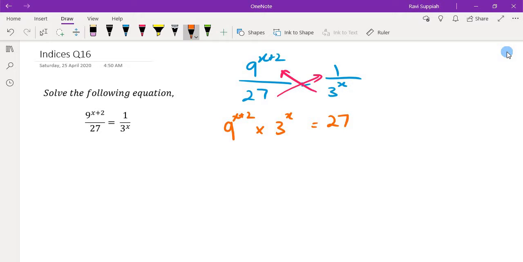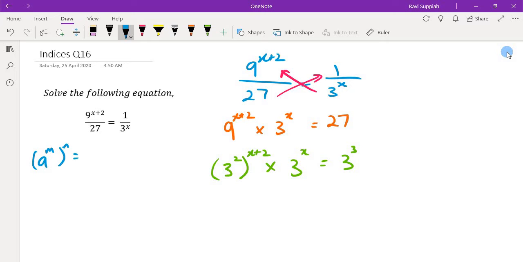Now, the next step is we want to convert everything to the same base, which is base 3. So 9 will be converted to 3 squared, in brackets, to the power of x plus 2, multiplied by 3 to the power of x, equals to 27, which will be 3 cubed. All right, now for this expression here, we can come back to our indices rule that says a to the m, bracket, to the n, is equal to a to the m times n.